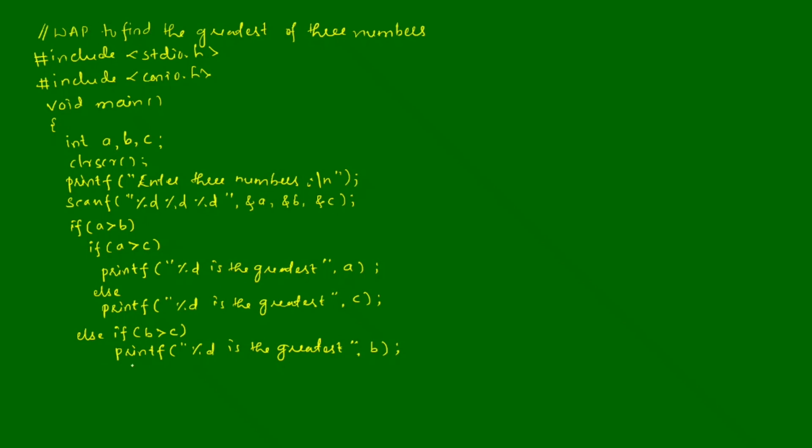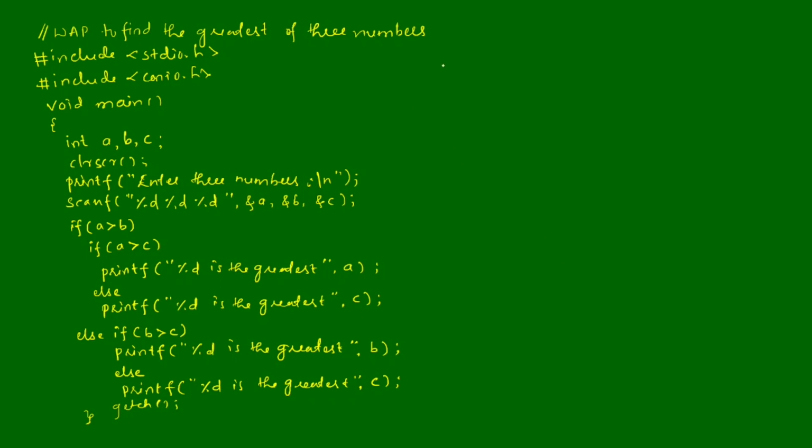So if this condition is also false, then the else part will get executed. Here I'm going to write printf in double quotation marks, %d is the greatest, end the double quotation mark, comma, here we have to write variable C and put a semicolon. Now I'm going to write the getch function and then the curly closing brace that indicates it is the termination point of the main function.